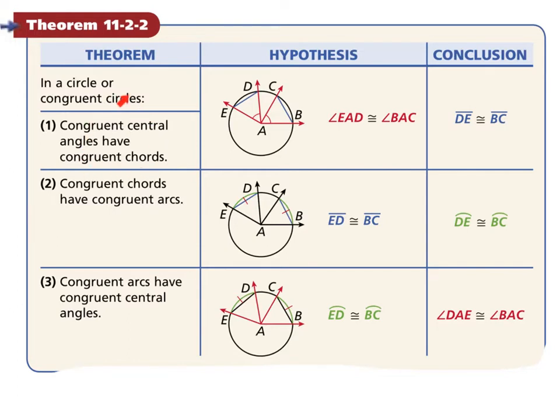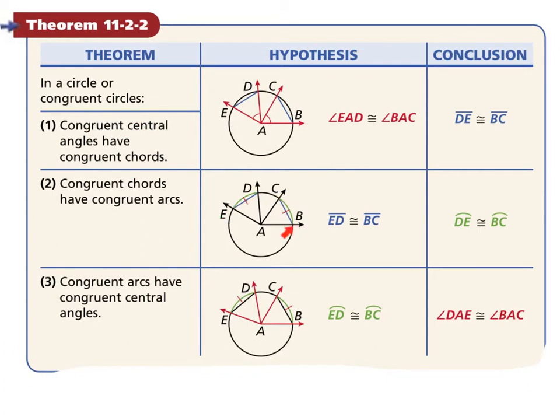In this first theorem, now these are all the same theorem in this book, but it doesn't matter what the theorem number is. This is in a circle or congruent circles. If central angles, now remember, the hypothesis is what you know, the conclusion is what you state. So, congruent central angles have congruent chords. That's what you'd say. If the central angles are congruent, then the chords are congruent.